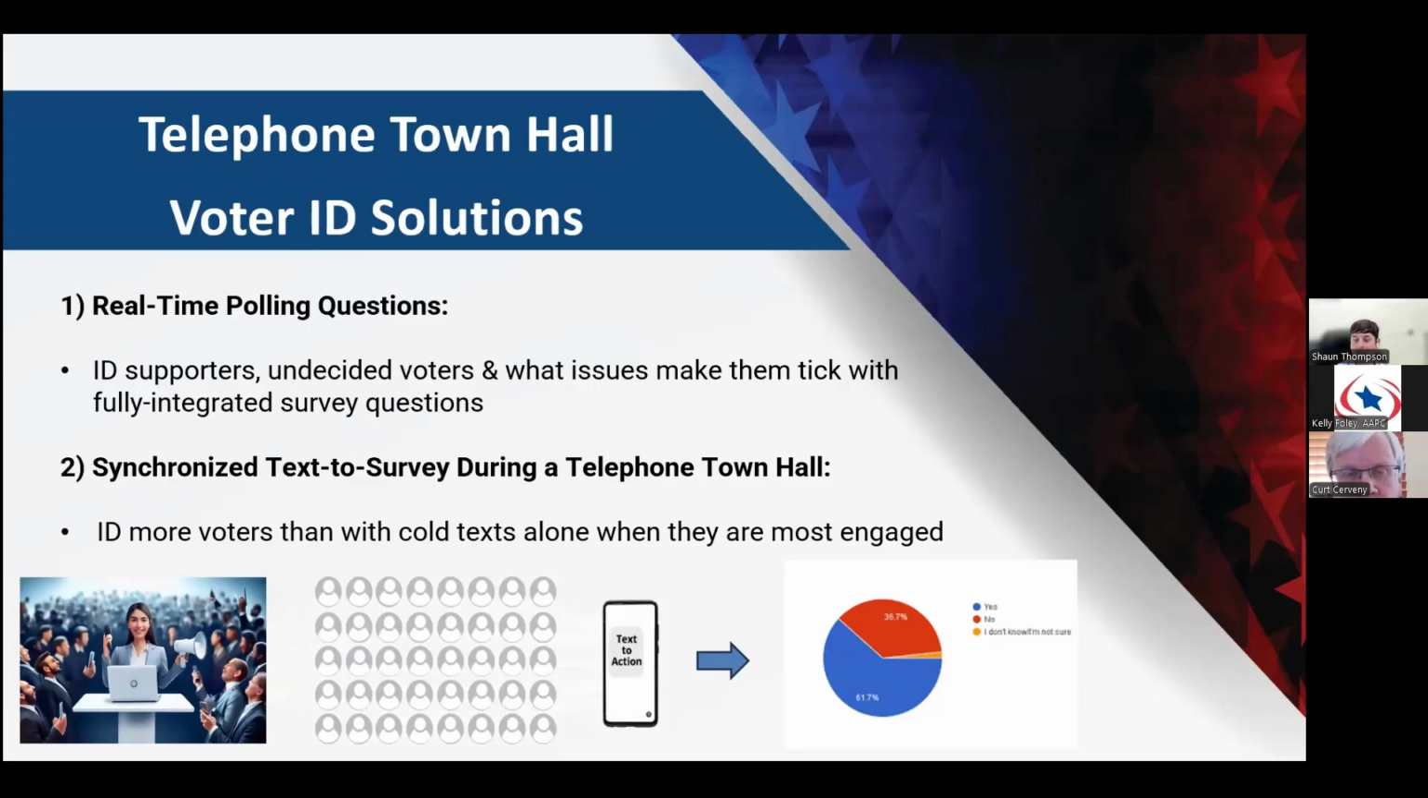And you get the detailed data for all of those people participating in the poll: name, address, phone number, et cetera, and how they responded. But the new aspect of this is sending the synchronized text to survey at the very end of the teletown hall. That can go to everybody that participated in your teletown hall, typically 20 to 30% of the universe that you're reaching out to, which is very powerful.